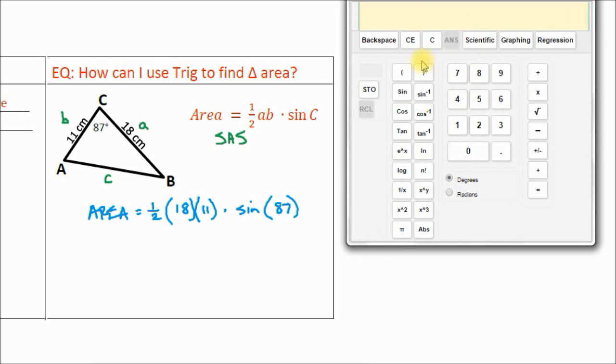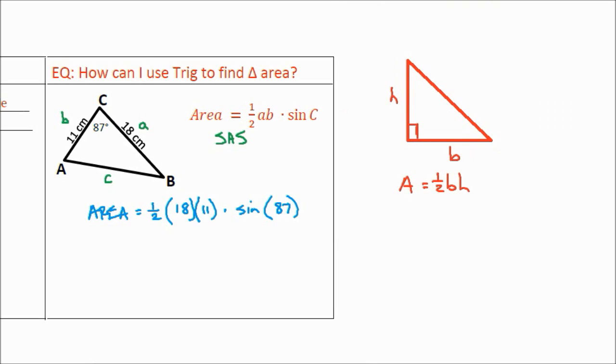So I'm going to put the 1/2 in parentheses so the calculator knows that is a separate fraction, times, not 11, let's backspace, supposed to be 18, times 11, and then times, and I don't have to put a parenthesis here, I'll just put sine of 87. Close parentheses and press equal, and we get 98.864. So I'm going to round that to 98.86. We'll do it to 2 decimal places this time.